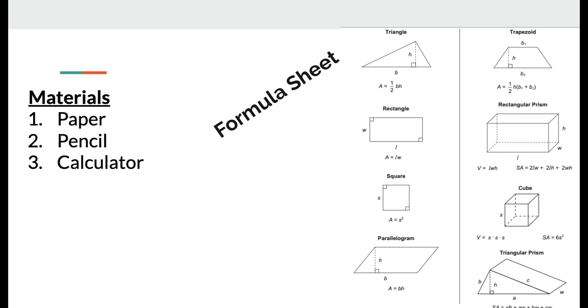You should have that either printed or saved on your Chromebook so you can reference it whenever you're doing any problems that involve area. You will also need a paper, pencil, and calculator. So if you do not have paper, pencil, and calculator with you right now, pause this video and go and get those materials. Okay, now that you have everything, let's get started.